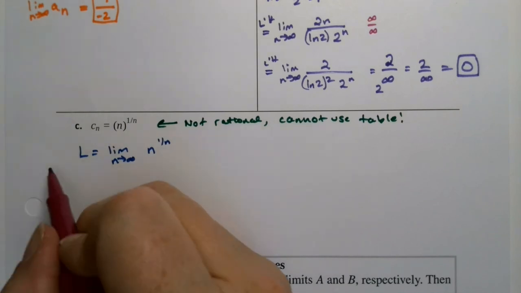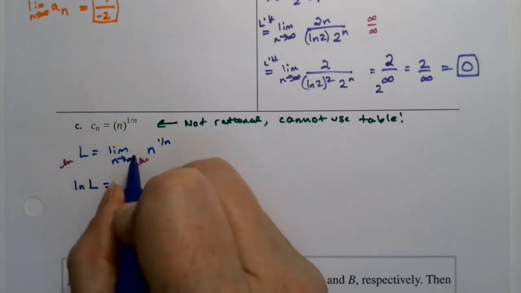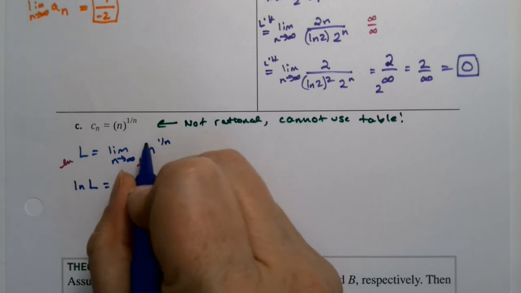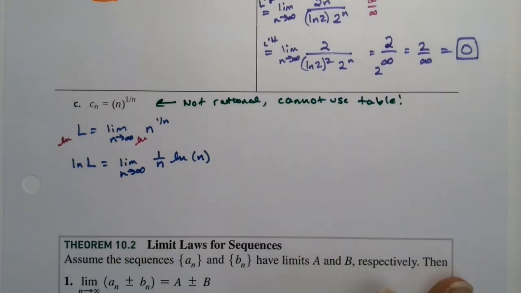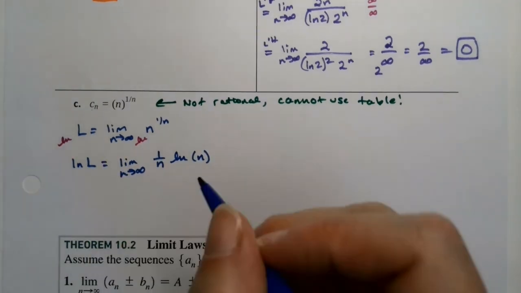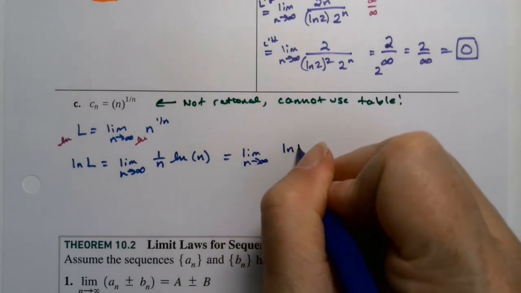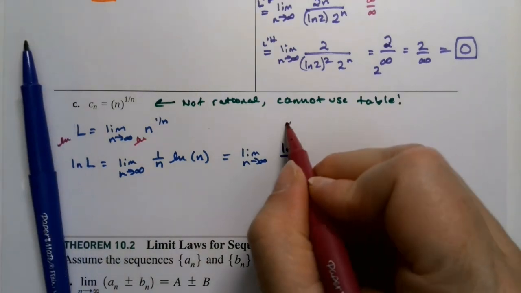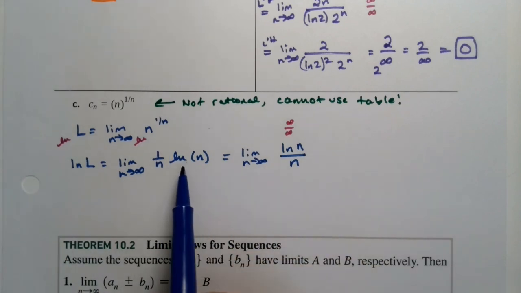All right, then we'll take the natural log of both sides. So we'll get the natural log of L equals the limit as n goes to infinity. And you take the natural log so you can bring 1 over n down in front. Okay, so that's equal to the limit as n goes to infinity of the natural log of n over n. That's infinity over infinity, right? Technically, it was right here too, but I didn't know if it was as obvious.